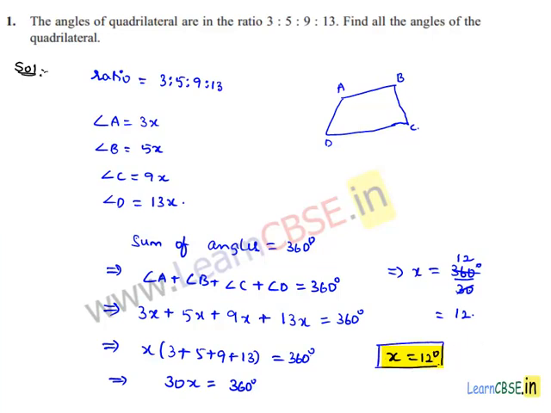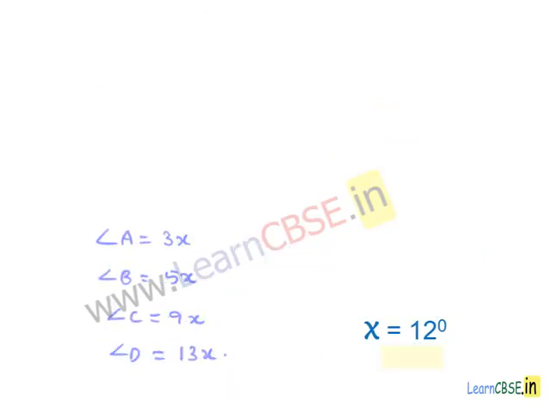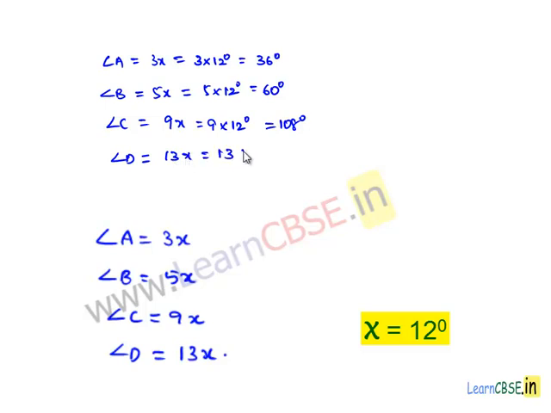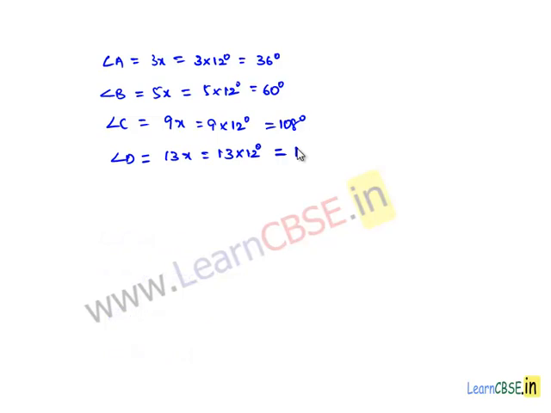Now as we got x is equal to 12 degrees, let us substitute in the angles ABCD. Then we get angle A is equal to 3x, which is equal to 3 into 12 degrees, nothing but 36 degrees, and angle B is here 5x, which is equal to 5 into 12 degrees, that is nothing but 60 degrees, and angle C is equal to 9x, which is nothing but 9 into 12 degrees, that is nothing but 108 degrees, and angle D is equal to 13x, which is equal to 13 into 12 degrees, that is 156 degrees.